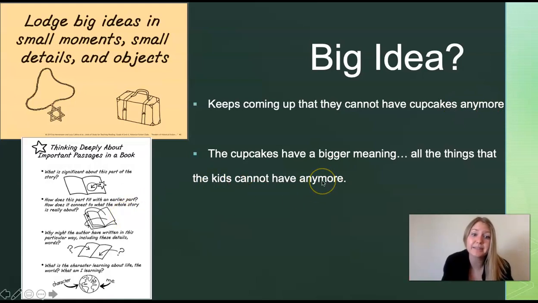And so when I think about this, I think, okay, the cupcakes have a bigger meaning. I think that the cupcakes are really communicating all of the things that the kids can't have anymore, or all of the characters in the book, right? It keeps bringing up things that they can't have because the Nazi soldiers are limiting them. It talks about electricity in the last chapter that we read, that electricity was being rationed. They only had so much to use. And so that's another thing that they can't have anymore, right? And so that's a really important part of the book. I think that's why the author keeps including these details, because they want you to understand this meaning behind it, right?